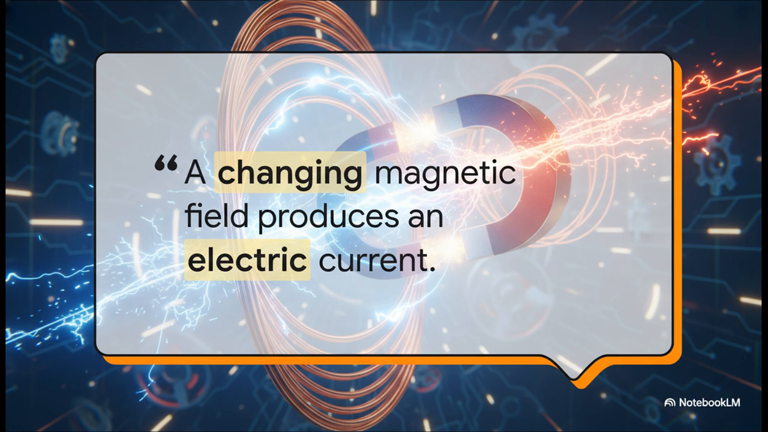But the moment you move that magnet, the second you introduce motion and change the field relative to the wire, the electrons in that wire are suddenly compelled to move. So the key takeaway is that motion is the invisible trigger bringing those magnetic forces to life.